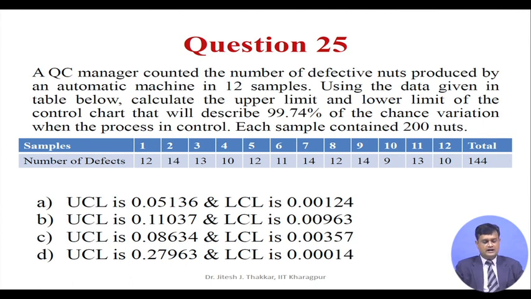So you are given these samples 1, 2, 3, 4, 5. Each sample contained 200 nuts. Out of that, the number of defectives found in sample 1 is 12, sample 2 is 14 and so on, and the total number of defective nuts is 144. So you have 4 options available on the screen, and you are supposed to find the upper control limit and lower control limit.